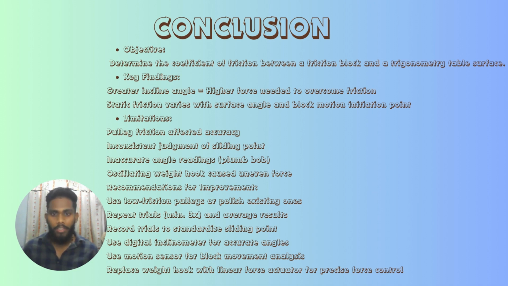To increase the accuracy of the experiment result, we can use a digital inclinometer to indicate the angle of the inclined plane and adjust the inclination. A motion sensor can be applied to determine the constant velocity of the friction block. For adding force to move the friction block, a linear force actuator can replace the weight hook, so the force is applied at a precise point. So, thank you.